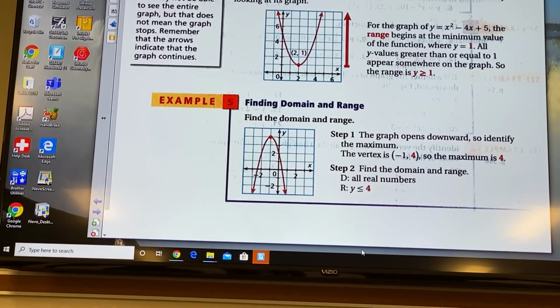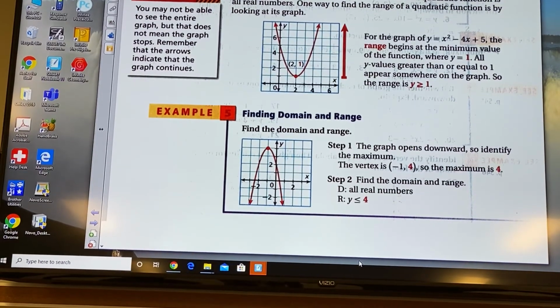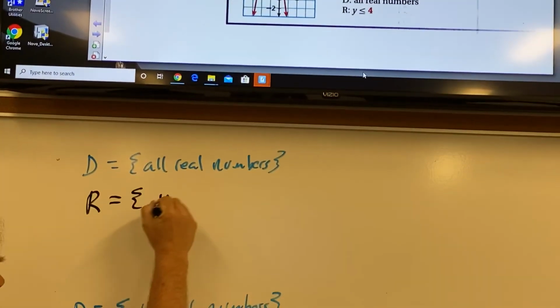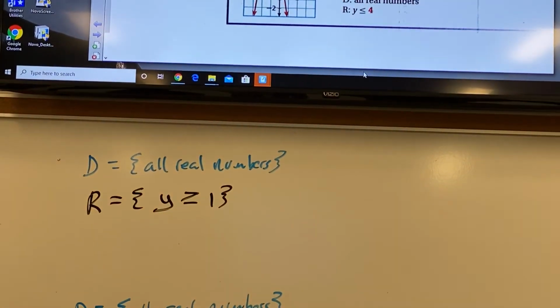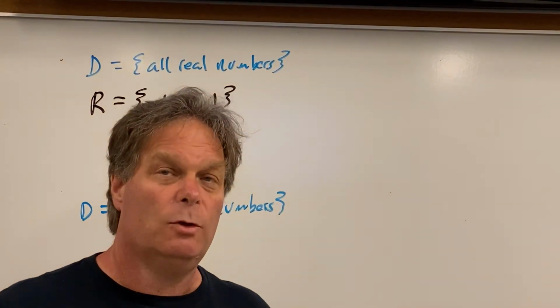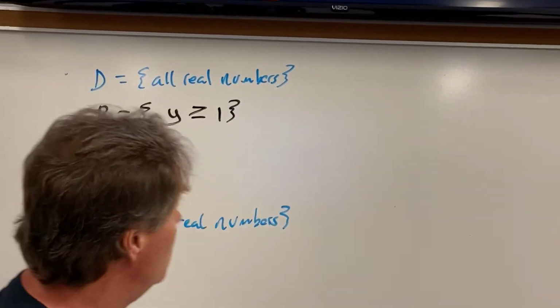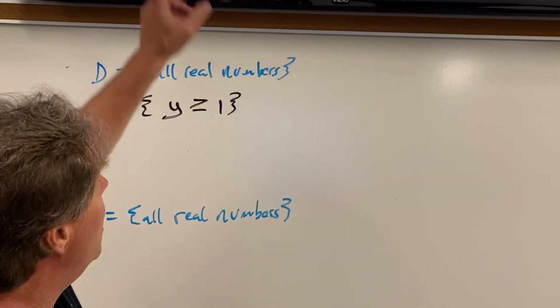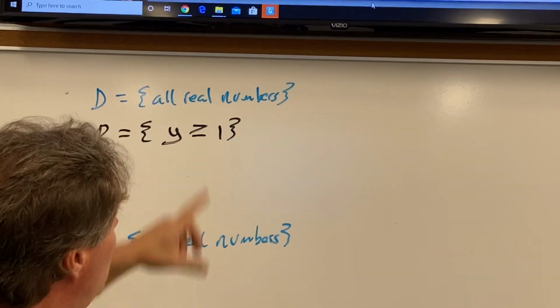So how would you say that? Well, the range is going to be y is greater than or equal to 1, right? But none of the numbers under 1 are covered in the y direction, so they're not part of the range. Only the y values that are on the graph are the ones in the range. So how about this guy?